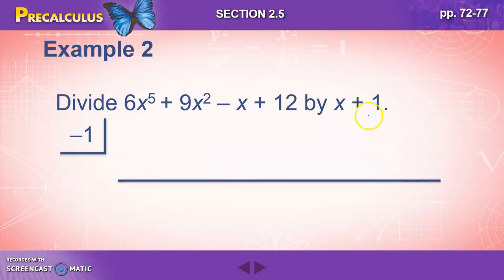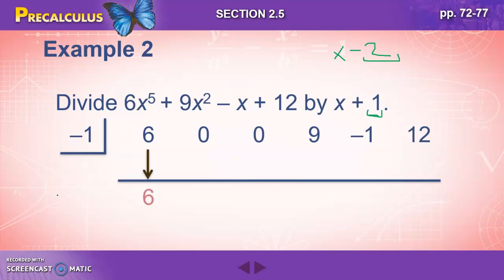All right, we're going to put the opposite here. Remember we had in the previous one x minus 2, and the opposite of minus 2 went in the box. So here the opposite of positive 1 is what we're dividing by. And we put our coefficients in here. We've got a 5th term. We don't have a 4th and a 3rd term, but we have a squared term, a single x term, and then our constant term. And we follow the procedures of synthetic division.